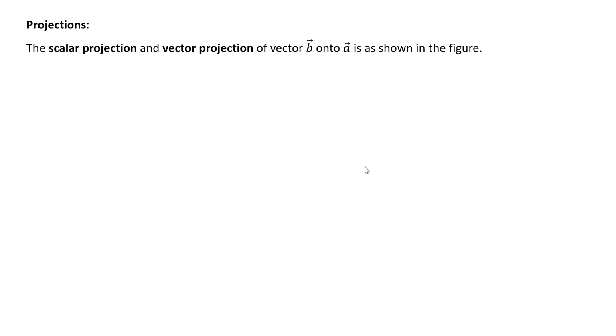Probably one other very important concept here, maybe here is where I explain that. The scalar projection and vector projection of B onto A, we need to figure that out. Look at this figure. What is the scalar projection of B onto A?